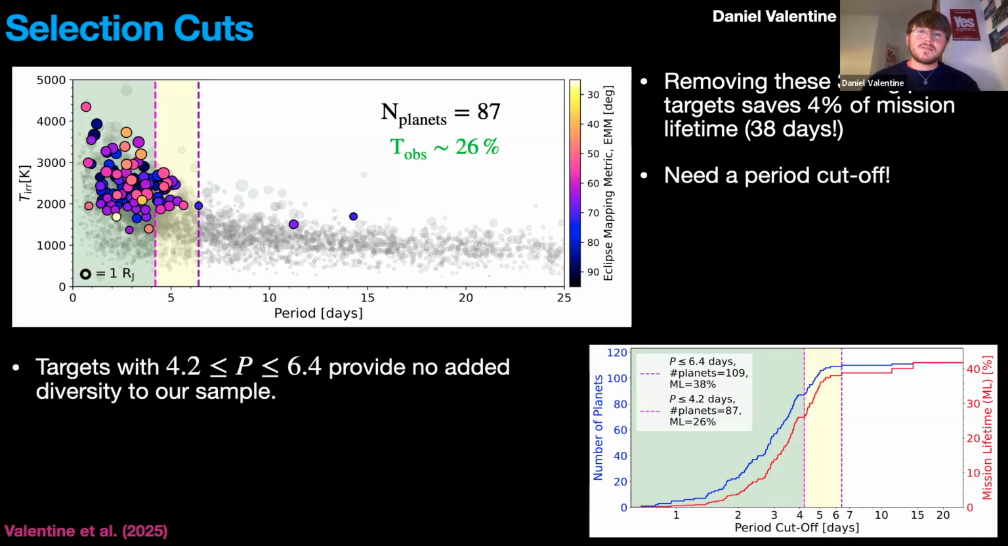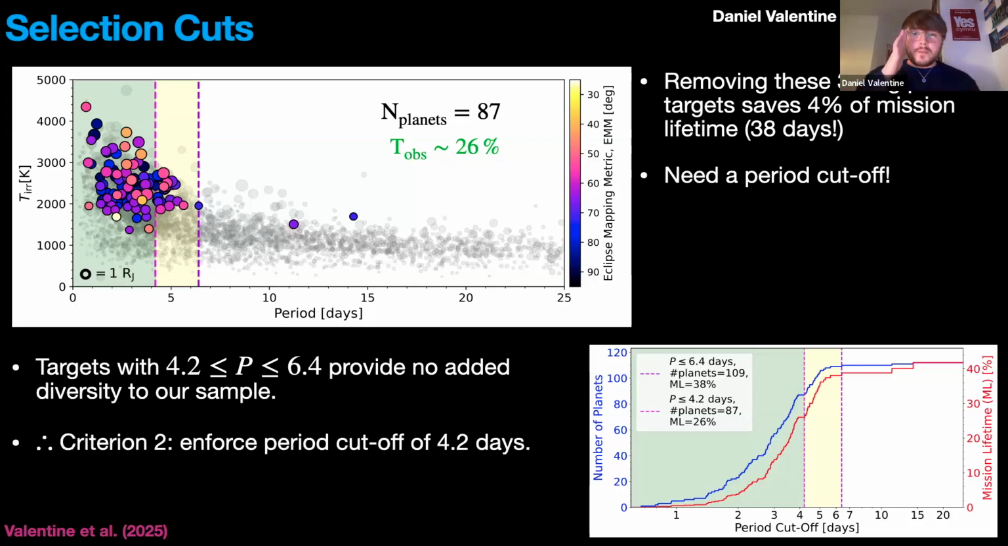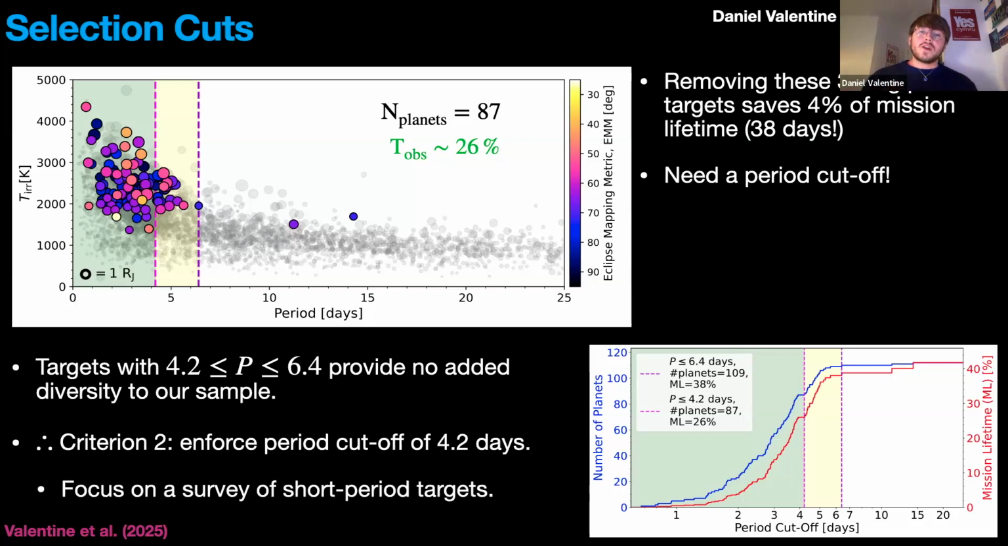And in terms of demographics, we can see that none of the targets in the yellow region provide any significant added diversity to our sample beyond period, compared to the more efficiently observed targets that we have in the green region. So we really don't lose anything by dropping these targets from the survey, but we save a hell of a lot of observing time. So by adopting this 4.2 day period cutoff as the second criterion of our survey, we are therefore focusing on a survey of short period targets, but for which we can observe entire phase curves of 87 of these using only a quarter of the mission lifetime.